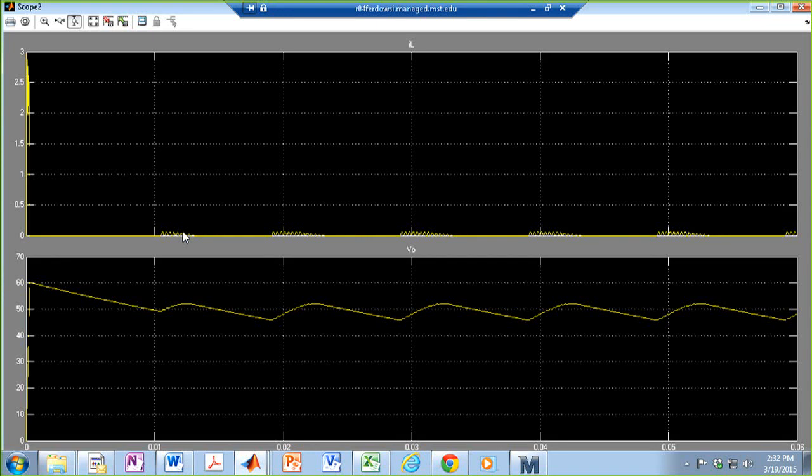Something like that. But usually you don't expect your converter to be functioning anyway, because you're having a converter because you have a load which consumes power. Otherwise, there's no point of having a converter. All right, any other questions? Okay.